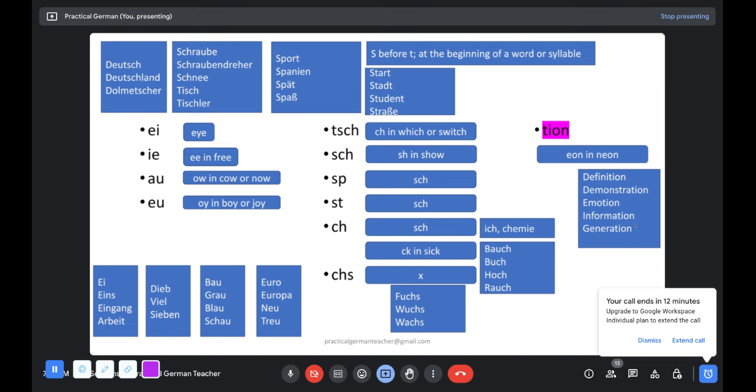Swati, do you want to read? Just want to make sure. Yeah. Go ahead. Definition, demonstration, emotion, information, generation. No, so, generation. No, it is Generation, with a hard g. Oh, actually sorry, in English, generation. You can think like the old generation, new generation is good for nothing. Die neue Generation ist auch gut für nix.